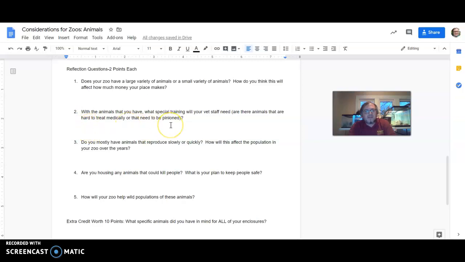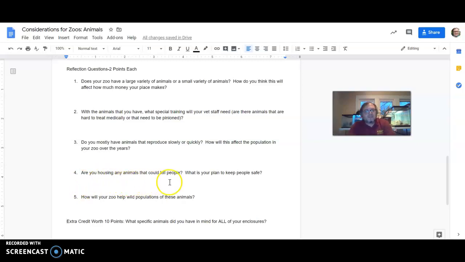2, with the animals that you have, what special training will your vet staff need? Are there animals that are hard to treat medically or that need to be pinioned? So again, think about how the vets are going to be interacting with your animals. What special things will they have to do based on what you picked? 3, do you mostly have animals that reproduce slowly or quickly? How will this affect the population in your zoo over the years? Think about if you have tons and tons of babies, where are they going to go? And if you don't have tons and tons of babies, what's going to happen when one of your animals dies?